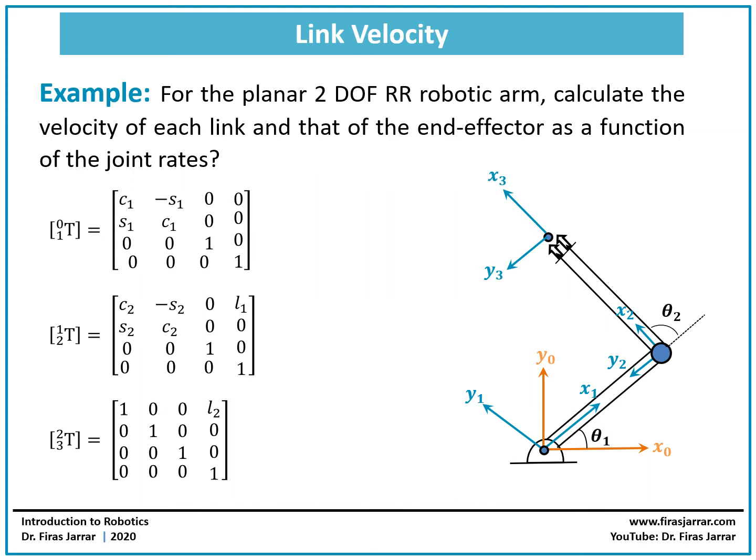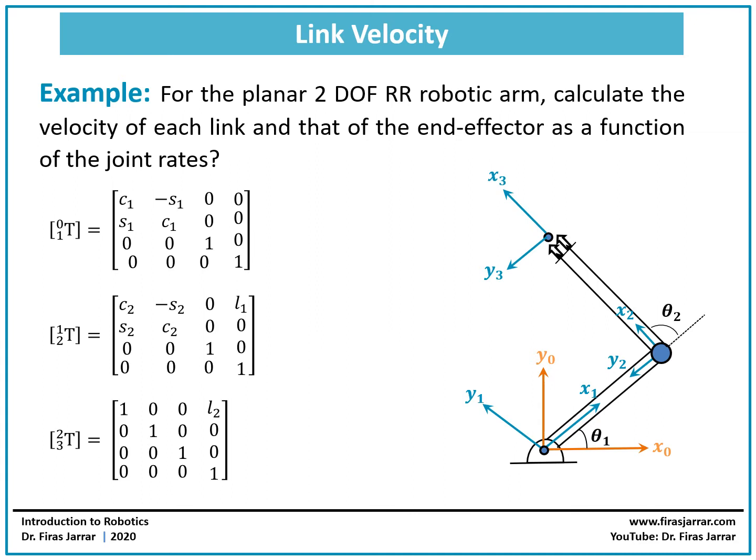We will consider a very simple example here. We have a planar, 2 degrees of freedom, RR robotic arm, and by planar I mean that all parts of the robotic arm will remain in the same plane during motion. The 2 degrees of freedom correspond to the two joints, joint 1 and joint 2. And it's an RR, meaning that both joints are revolute joints.